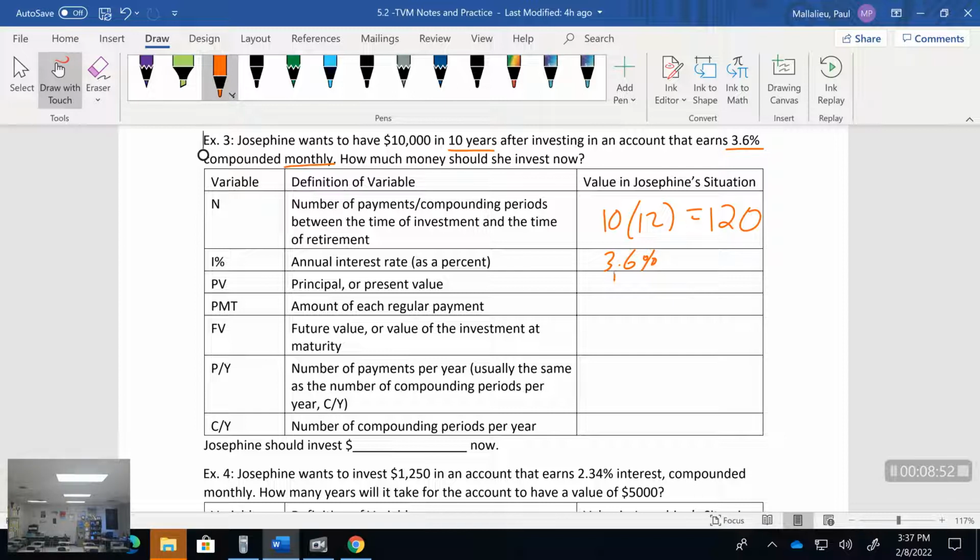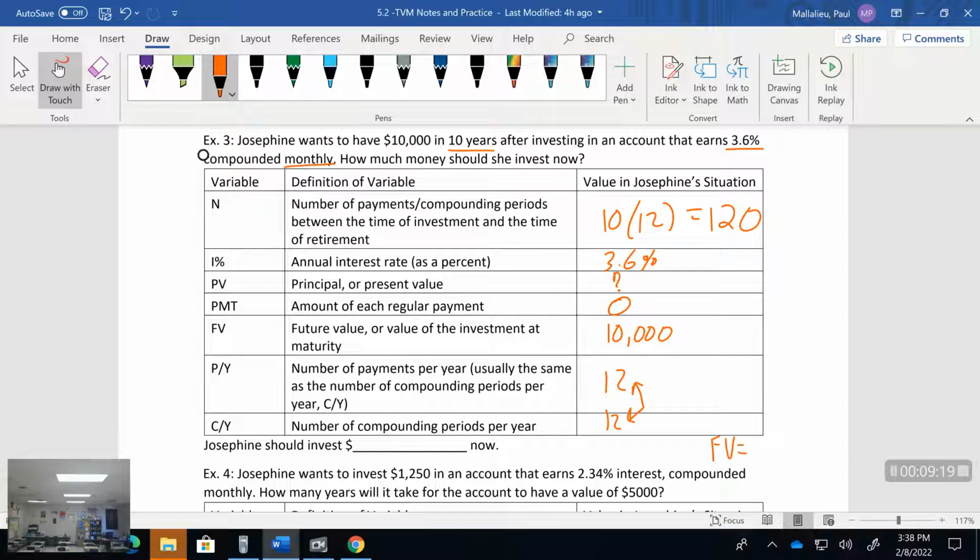We currently don't know what she has, so we know the future value is $10,000 that she would like to have. We don't know anything about the amount she's putting in each month, so we're assuming it's nothing. And then it is compounded monthly right here, so we know that's 12 and 12. All right, again, if you can find all of that, then you're going to be totally fine as far as setting it up, because we're looking for the future value.